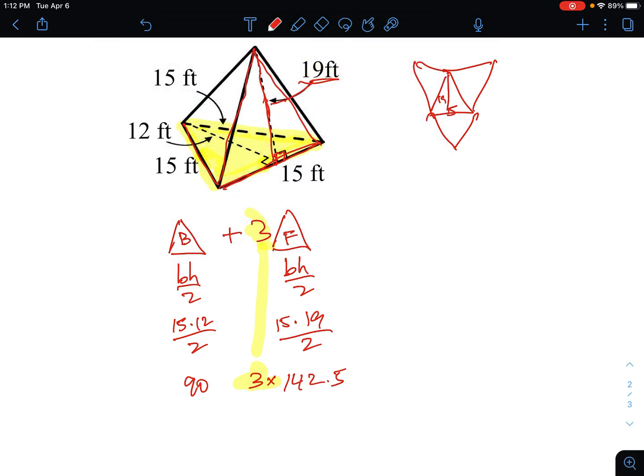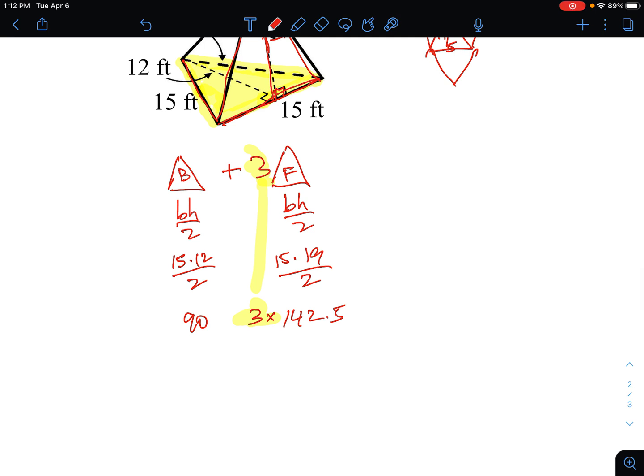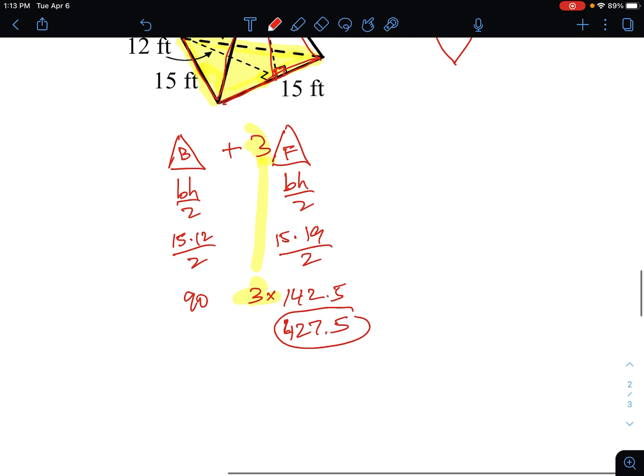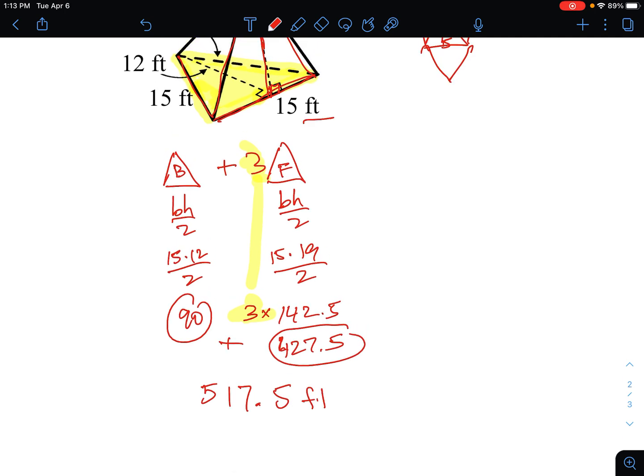So I'm going to times that by 3. So 142.5 times 3 is 426. Did I do this correctly? Oh, you know what? I did not. It's 142.5 times 3. There we go. 427.5. I knew I did something wrong. Be careful with your calculator work. It's very common. So once I do that, I add these two up, 427.5 plus 90. And you get 517.5. What unit is it? It is in feet, so feet squared.